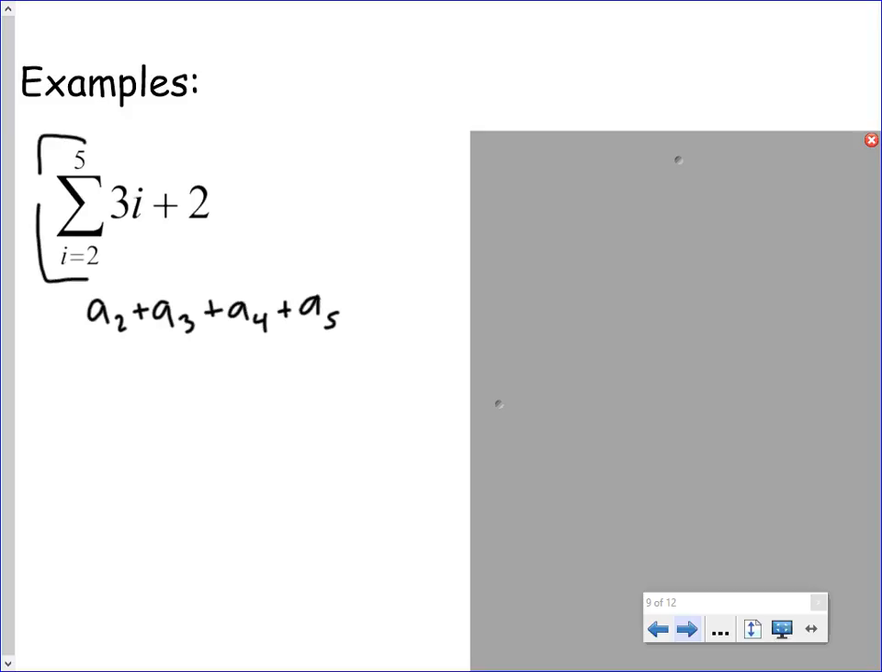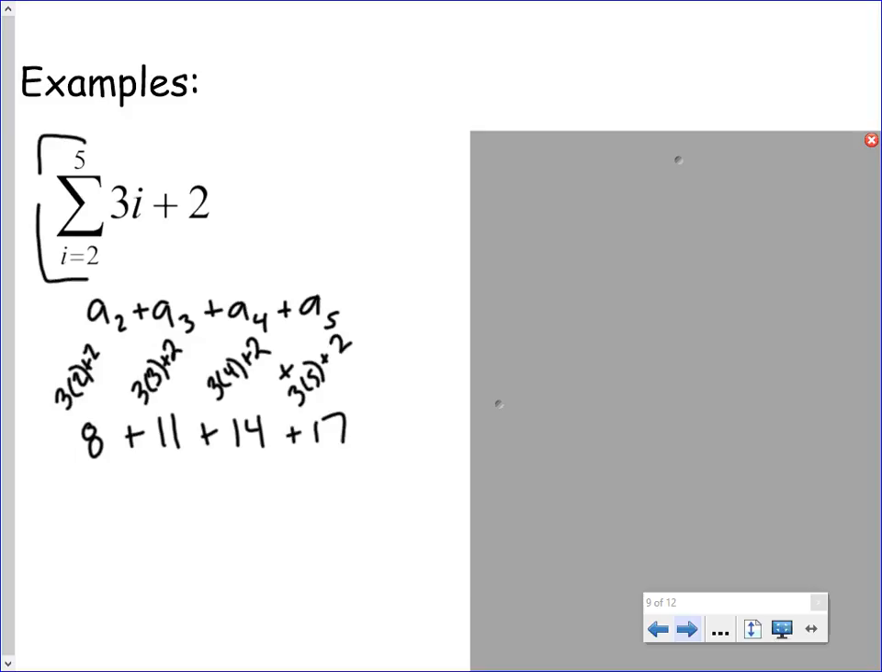So for a sub 2, I would do 3 times 2 plus 2, that's 6 plus 2, so 8. Plus 3 times 3 plus 2, that's 9 plus 2, 11. Plus 3 times 4 plus 2, that's 14. Plus, maybe you're catching on, it's going to go up by 3, so it should be 17.